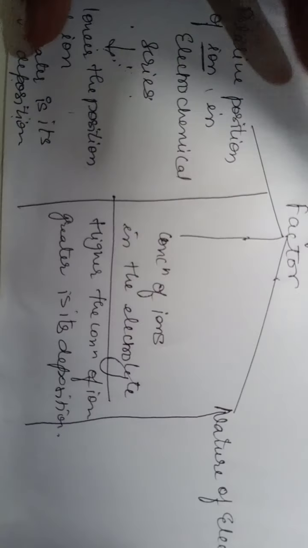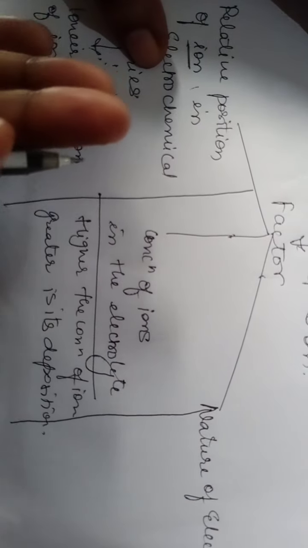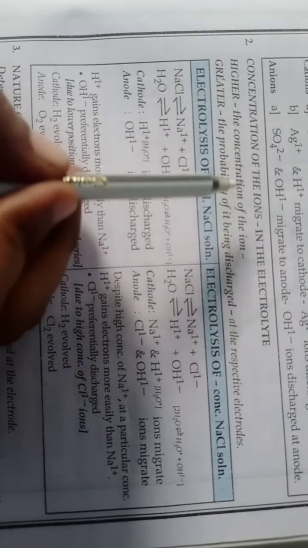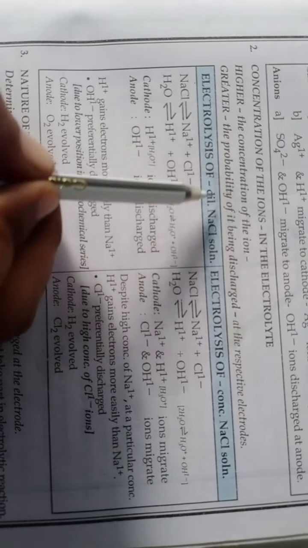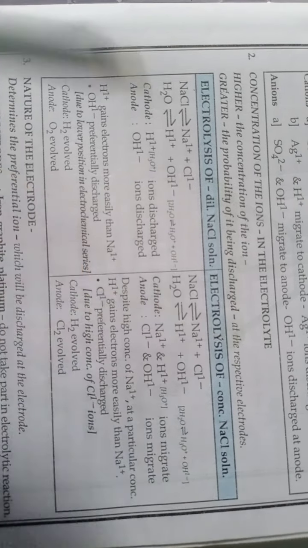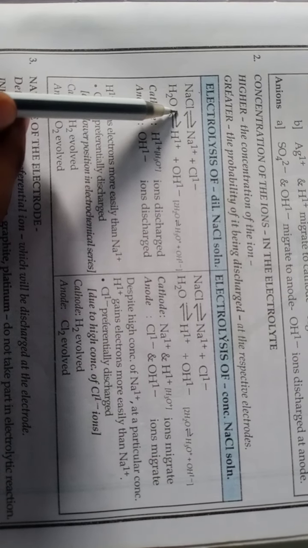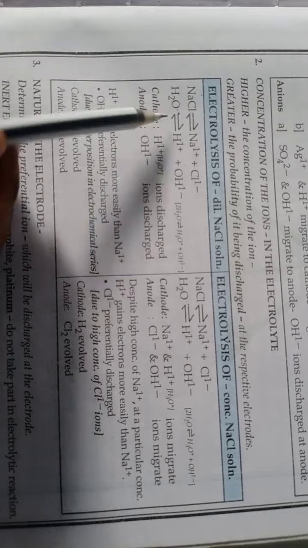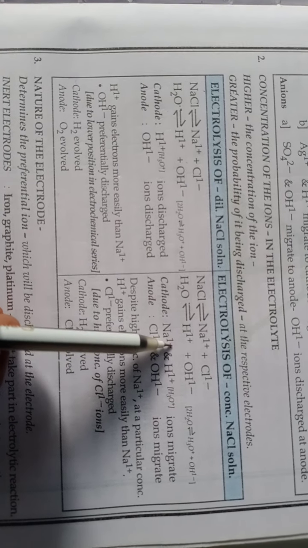Are you getting? Now here, concentration means what? See here, there is one example already explained in the textbook. I need to explain it here. Okay, see here. The higher the concentration of the ion, the greater the probability of being discharged at the respective electrode. Now see here, they have taken a simple example of NaCl. NaCl in water.